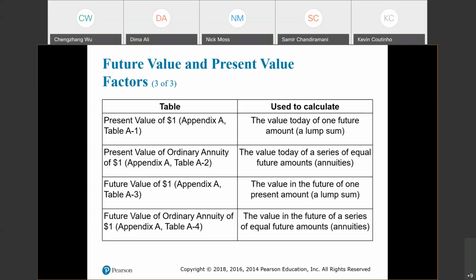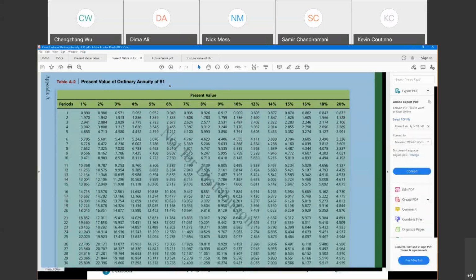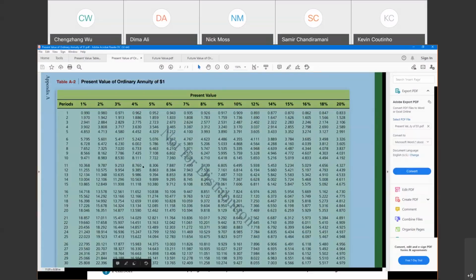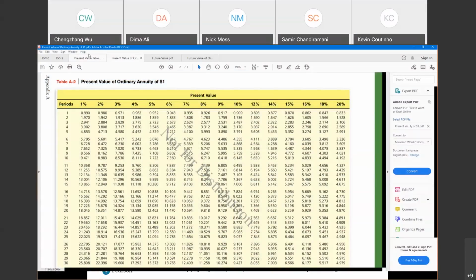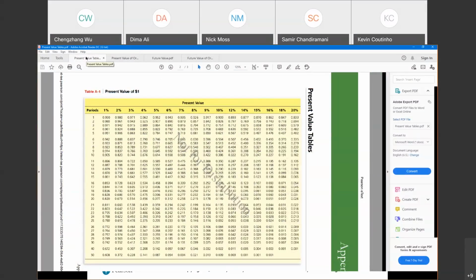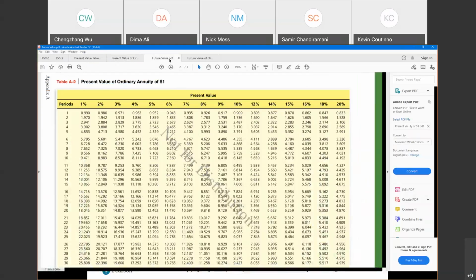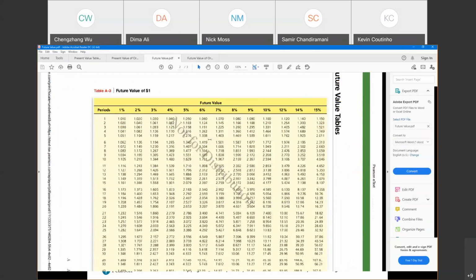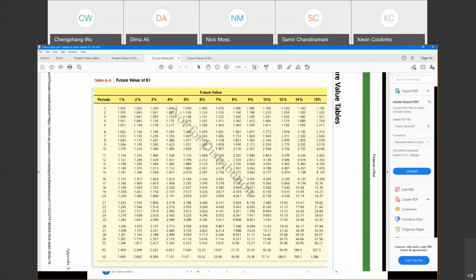Well, in this section, I would like to present these four tables here. Here it is. This is the first table, the present value table. Second one, third one, and fourth one. So let me show you how to use these tables to do the calculation.